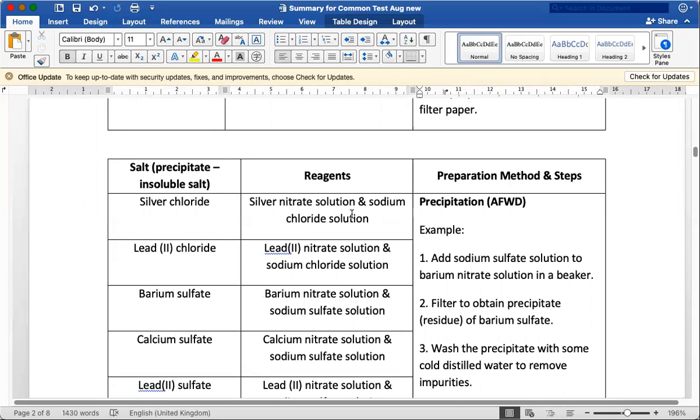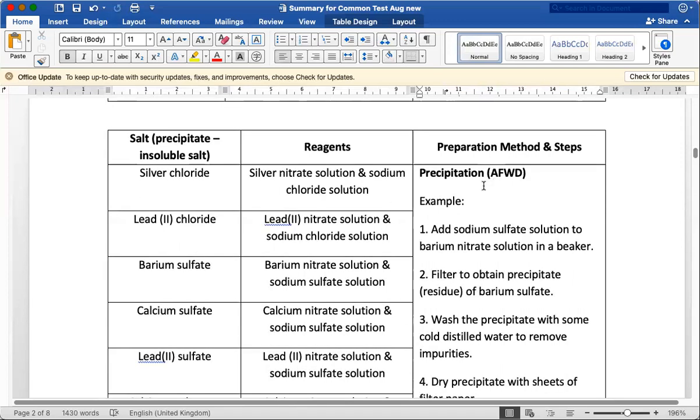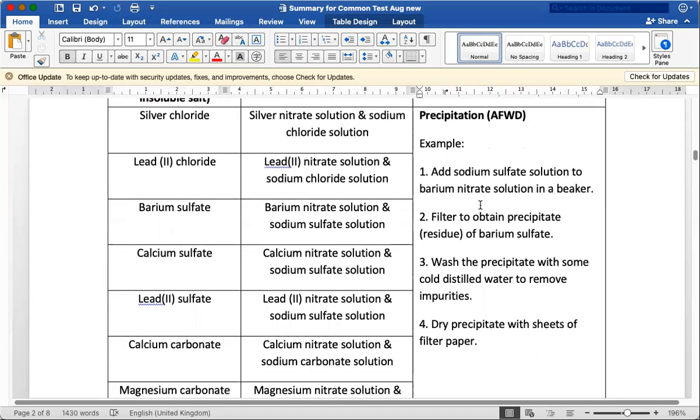Yeah, that would be very convenient for you to do if they ask for the reagent, which they always ask in the exam. And then definitely for this topic, there will be equations that you need to write. It's very commonly asked. So I use the acronym AFWD. This is the easiest method. So there are only 4 steps.